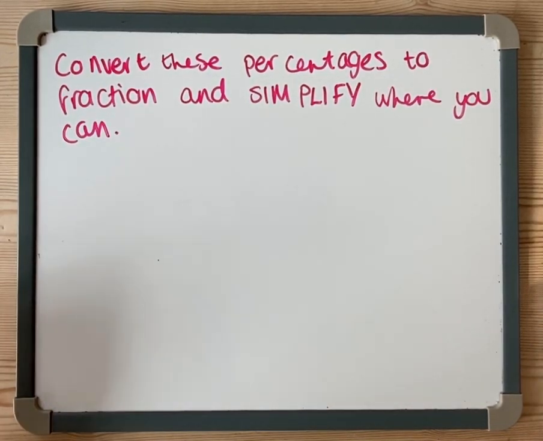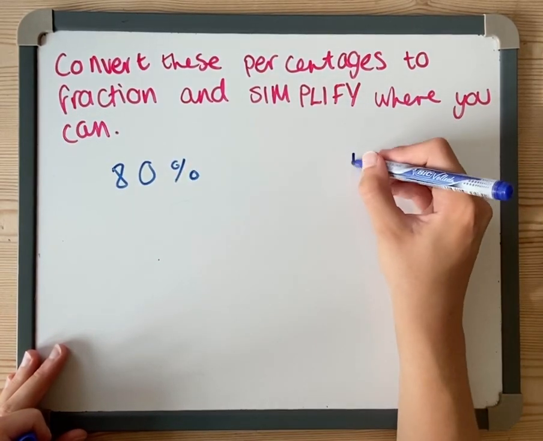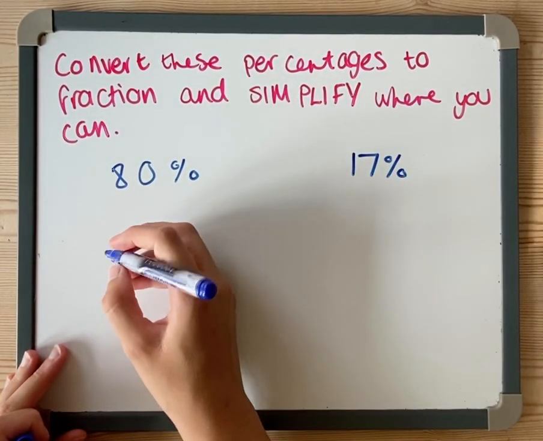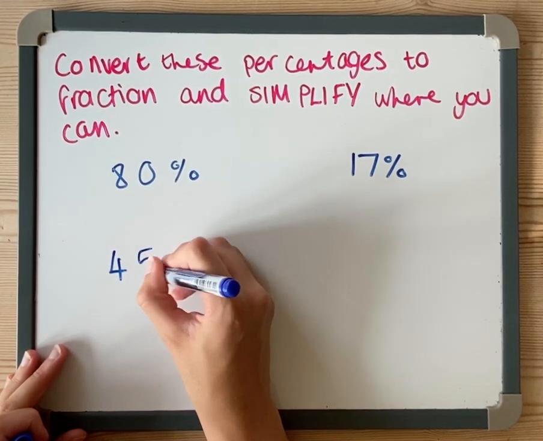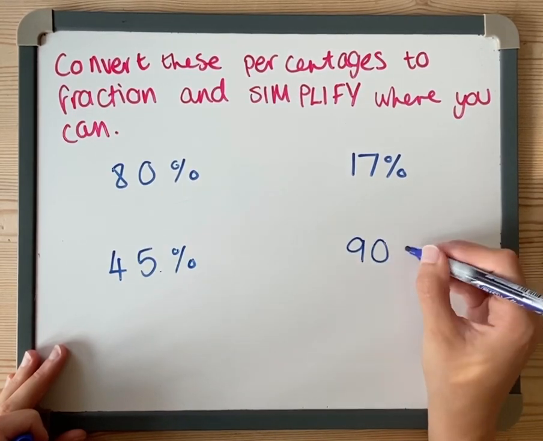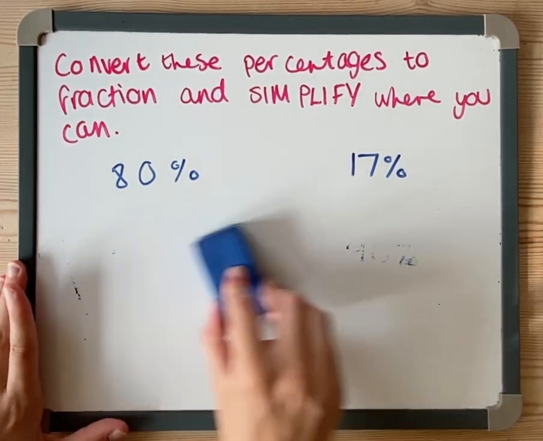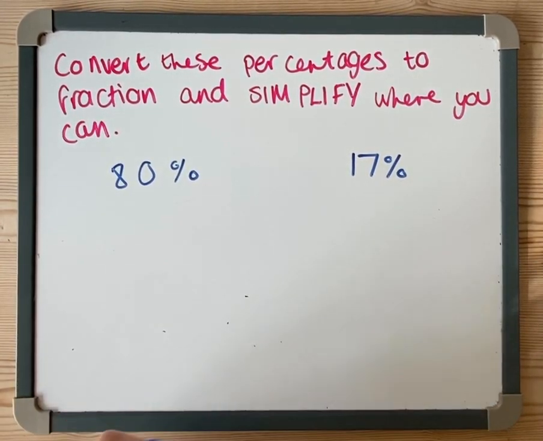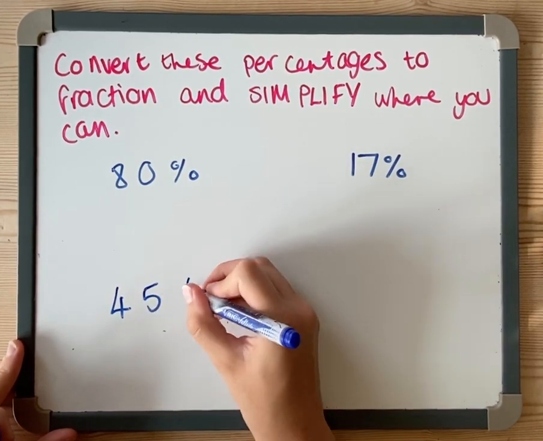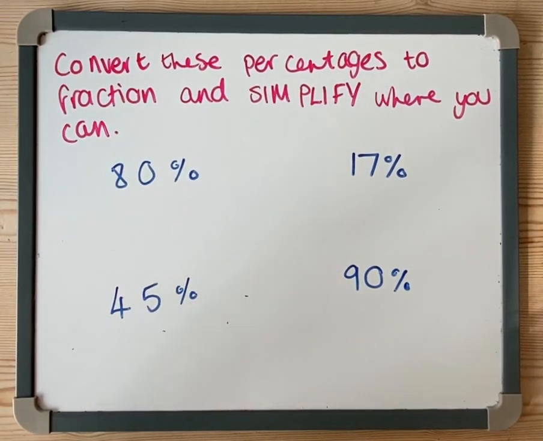So the percentages we are going to look at are 80%, 17%, 45%, and 90%. We're going to convert them into fractions. I'm actually going to move these down a little bit. You have a whole page to write it out, but I've got a little less space. 45% and 90%. So I'm going to do the first bit, which is I'm going to turn them straight into fractions, and then I'm going to decide whether I can simplify or not.